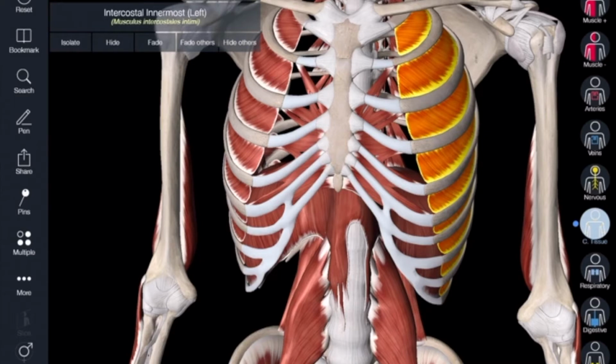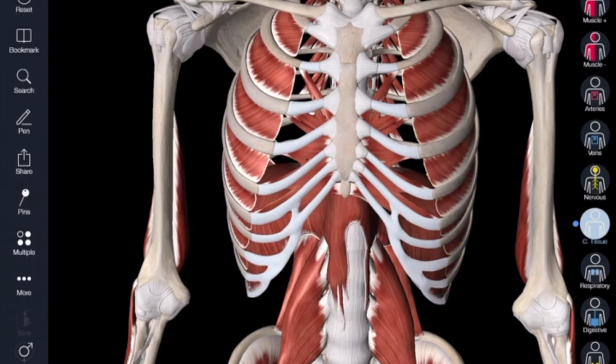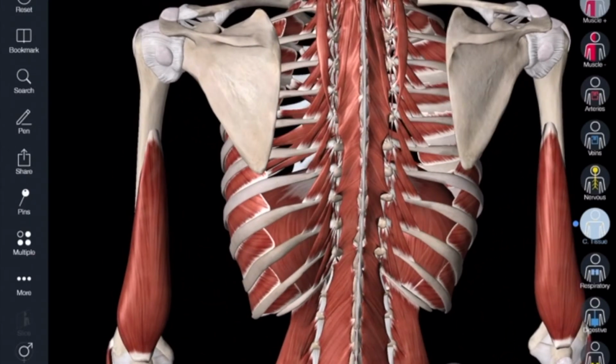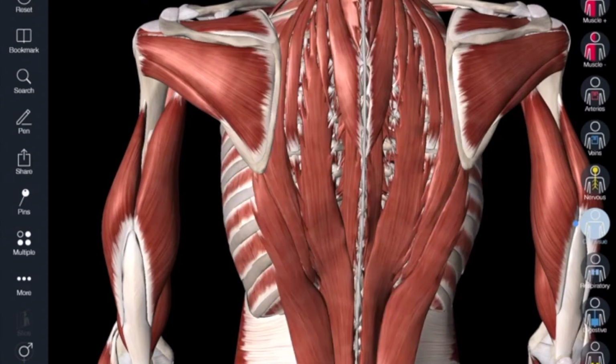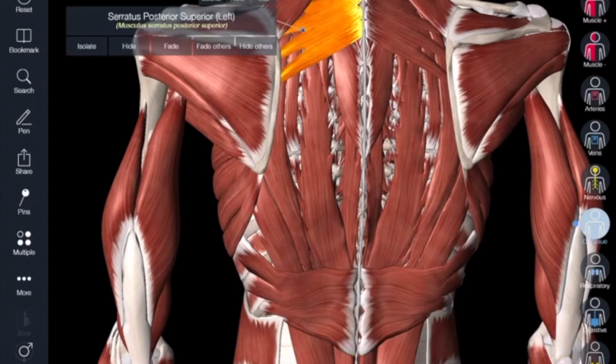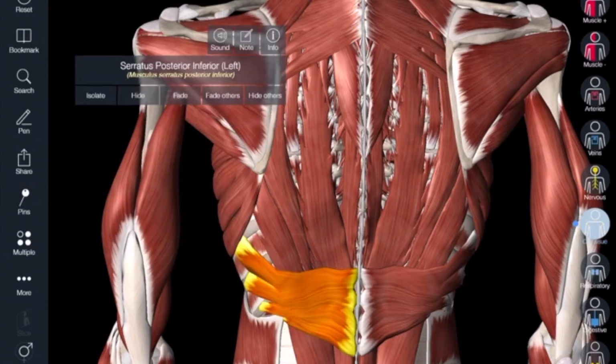Now we have more. Oftentimes that's the end of the story when we're talking about breathing muscles, but really there are many more muscles that help out with breathing. Almost any muscle that attaches to the rib cage, we could call an accessory breathing muscle. We're going to look next at the serratus muscles in the back: serratus posterior superior and serratus posterior inferior. Here is serratus posterior superior. Here is serratus posterior inferior.